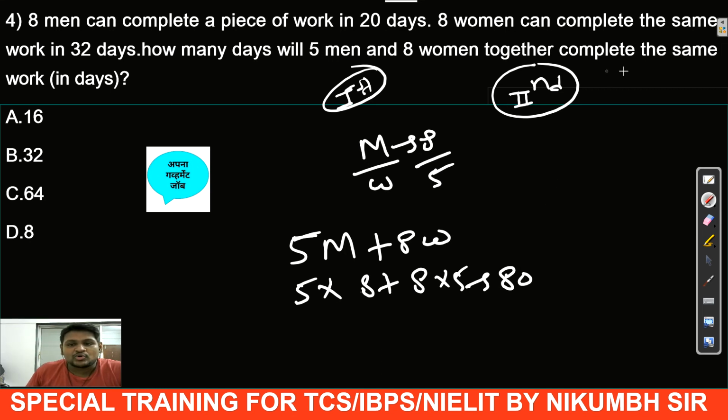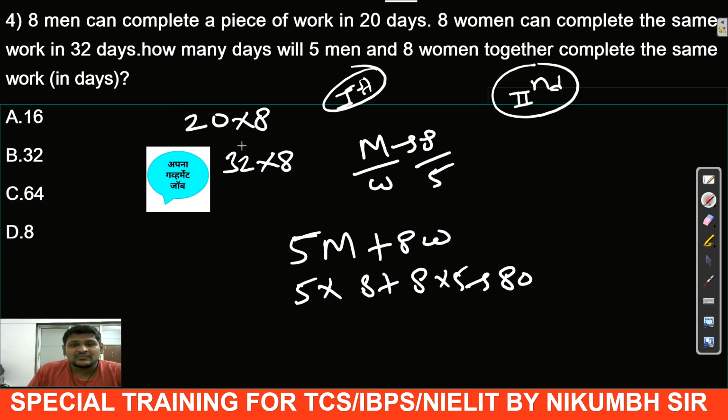I want to find in how many days the total work is done. So what is the total work? I already told you the total work: if we consider men, then the total work is 20 into 8. If we consider women, then the total work is 32 into 5. You can take anything. So suppose I take the total work as 20 into 8.